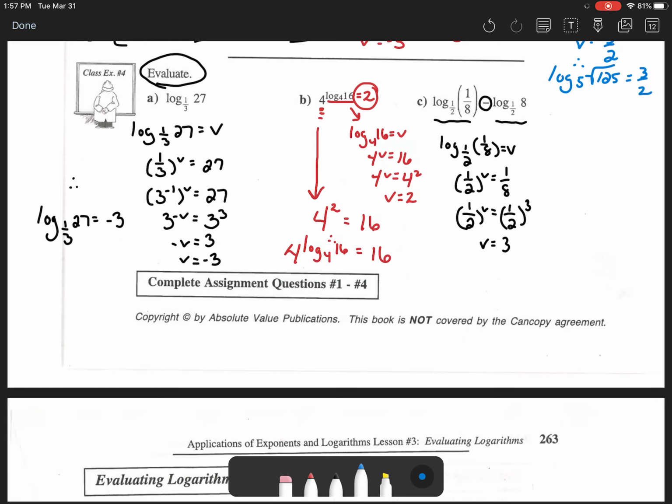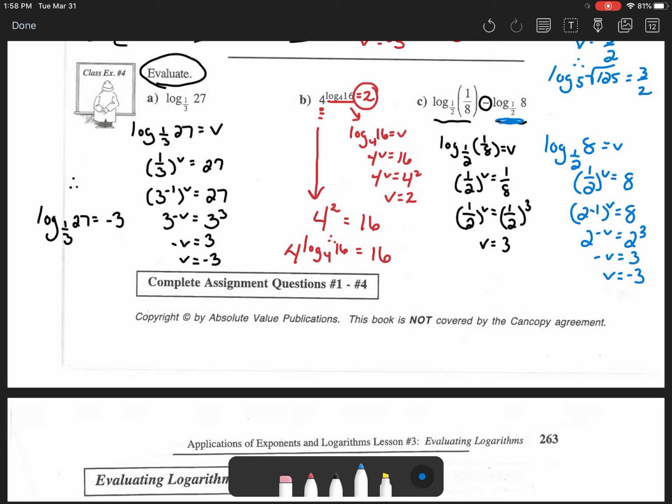The second expression, which is this one here, I'll do in blue just so you can see it and we can keep it separate. This is going to be log base 1/2 of 8, and I'll make that equal v. So 1/2 to the exponent of v is equal to 8. Now, this 1/2 I'm going to turn into 2 to the exponent of -1. So there's your 1/2, still to the exponent of v. So this will be 2 to the -v equals 2 cubed. -v equals 3, so v will equal -3.